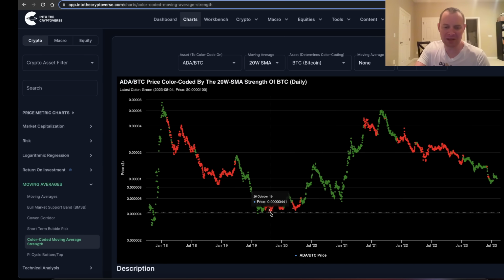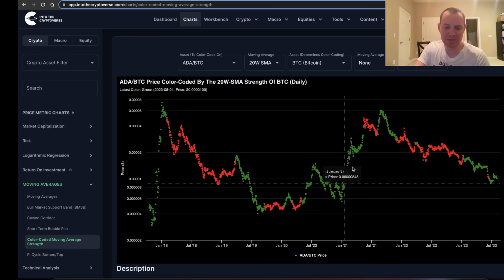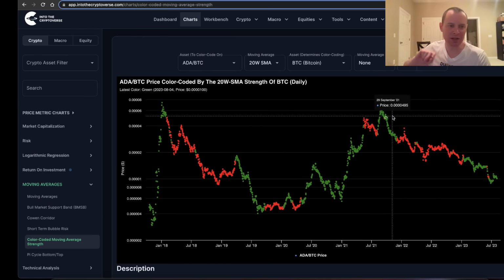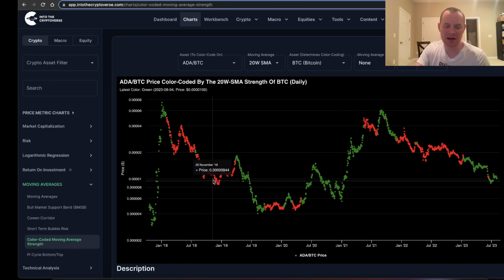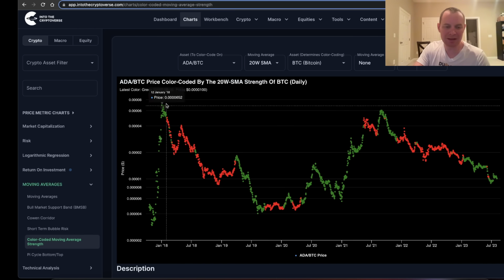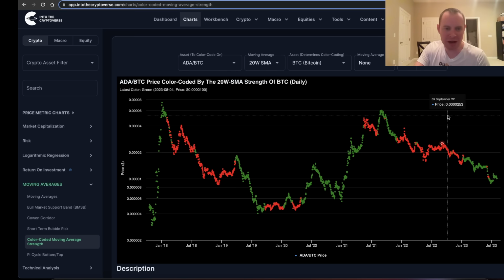look at how in the halving year and the post-halving year, ADA Bitcoin tends to do well when Bitcoin USD is above its 20-week moving average. But in the bear market year and the pre-halving year, ADA Bitcoin tends to just go down no matter the direction of Bitcoin USD, right? Sound familiar? That's why we talk about the Bitcoin dominance a lot, because we say the Bitcoin dominance should go up no matter the direction of Bitcoin USD.